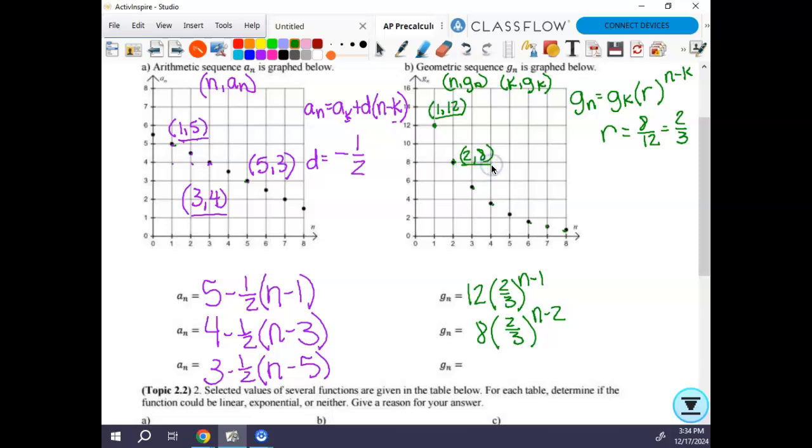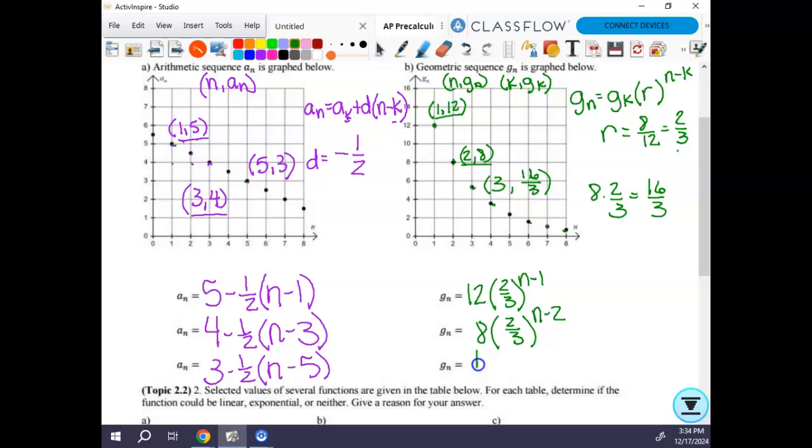Got that from here. Now, even though I don't want to guess, I don't have to guess. I know what r is. It's 2/3. If I take 8 and multiply it by 2/3, I will get this y value. So 8 times 2/3 is going to give me 16/3.